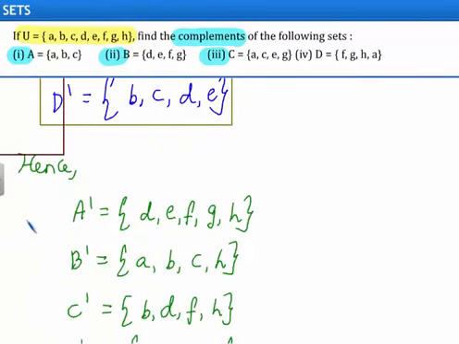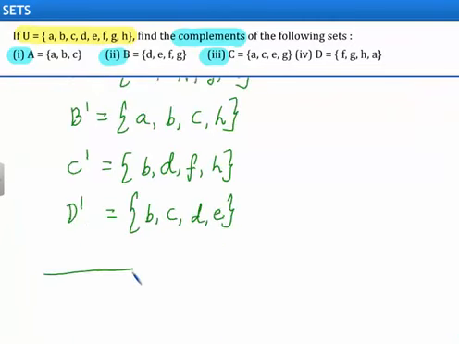Hence, we have found the complements of the sets A, B, C and D. This completes the solution.